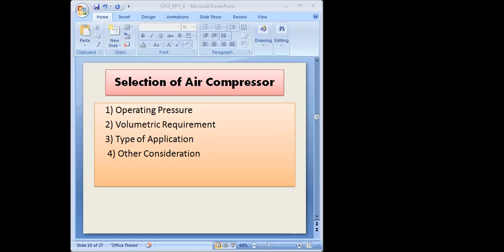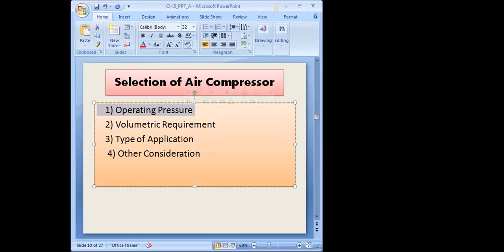Now we have some parameters, or important factors you can call them, to be considered while selecting the air compressor. Which are those parameters? I have written them here. First is the operating pressure, then the volumetric requirement, third is the type of application, and the last one is other considerations. So these parameters we should consider while selecting the air compressor for your particular application.